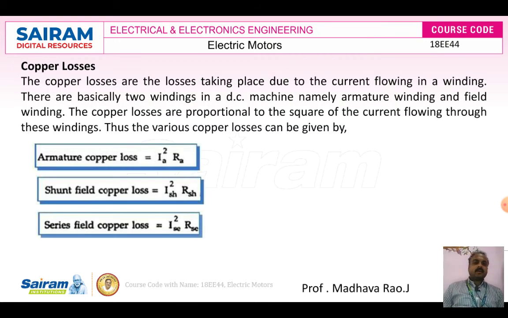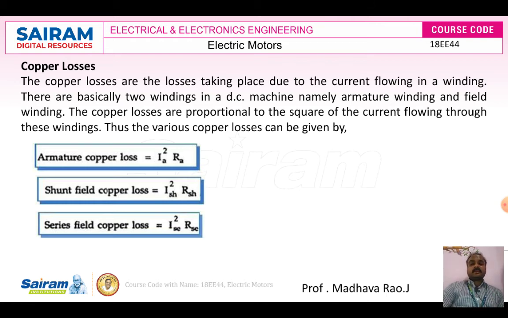Copper losses are variable losses. They vary with respect to the load. Once the load increases, the copper losses of the DC machine, whether motor or generator, also increase. Copper losses take place due to current flowing in the winding. Due to ohmic resistance in the armature winding and field winding, these copper losses are produced by the current flowing in the winding.